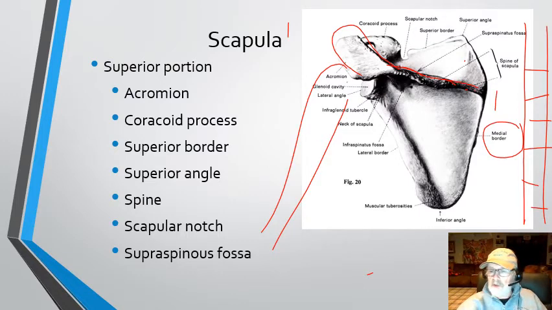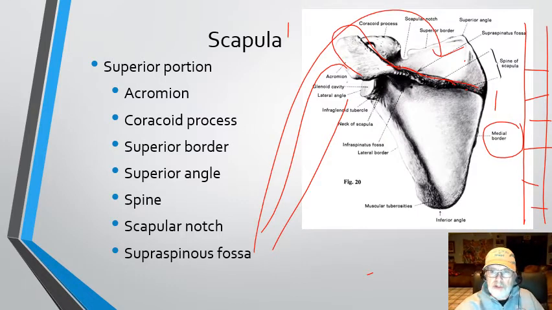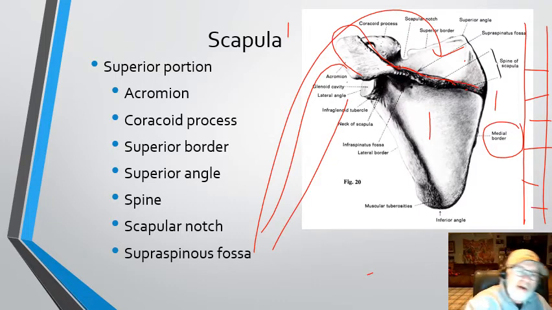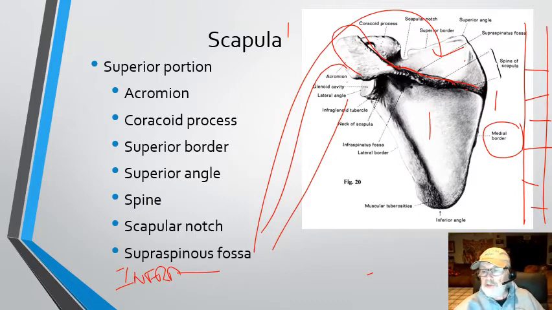What that does is it creates two other fossas in the back, okay? This one up in here is called the supraspinous fossa. Supra means above, and what's it above? It's above the spine, so they call that the supraspinous fossa. There's also one down here that's below, inferior to, which is called the infraspinous fossa, okay? Now, these are important.